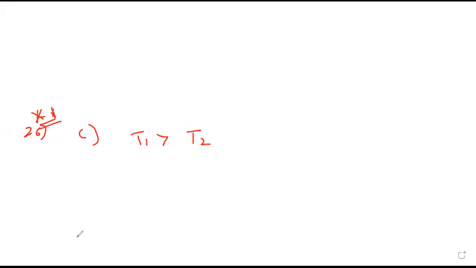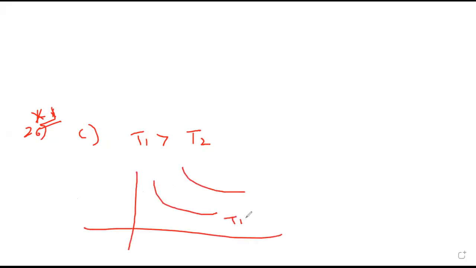27th I think we have done. No, 27th we have not done. But it is clear cut: as temperature increases, the isotherm graph shifts upward. So T2 is greater than T1. You know this, that the isotherm shifts upward when temperature increases. Therefore, the option will be T1 less than T2.